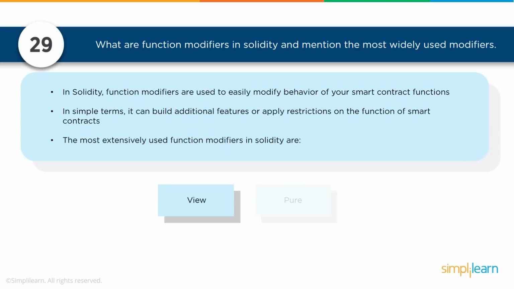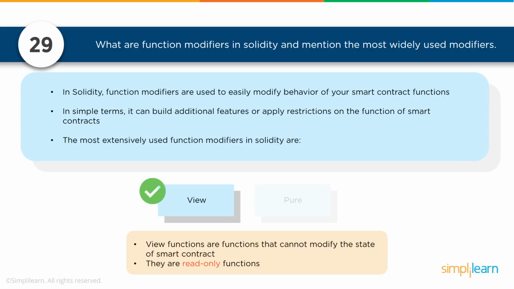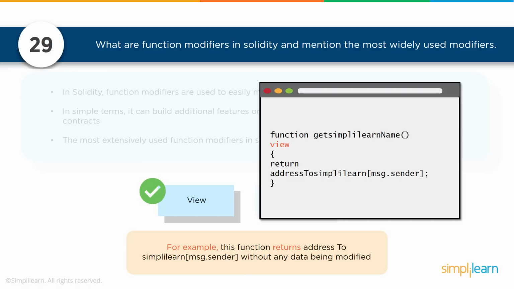The most extensively used function modifiers in Solidity are view. View functions are functions that cannot modify the state of a smart contract. They are only read-only functions. Here is an example. You have a function getSimplilearnName, and it has a modifier view which only returns a value, but you are allowed to use some inbuilt Solidity functions like msg.sender.